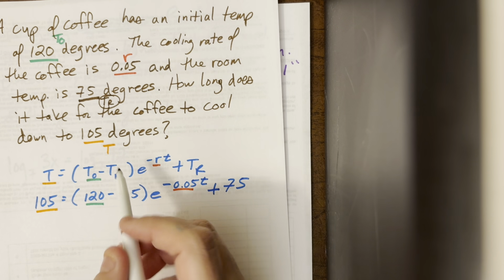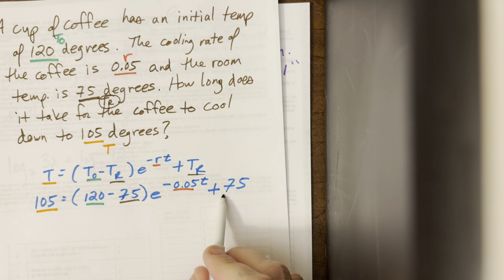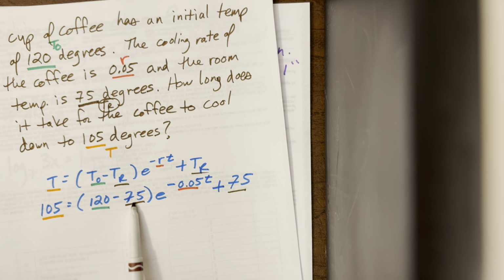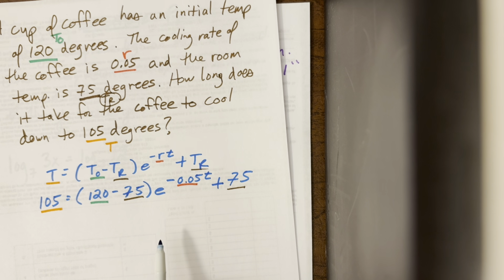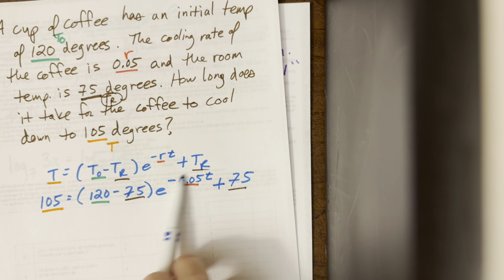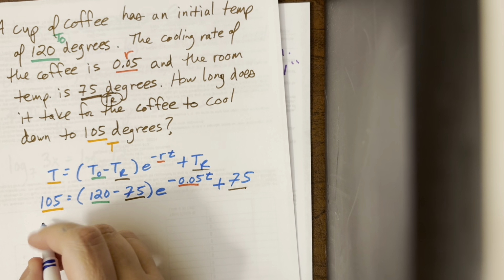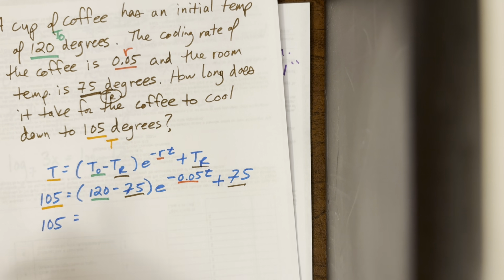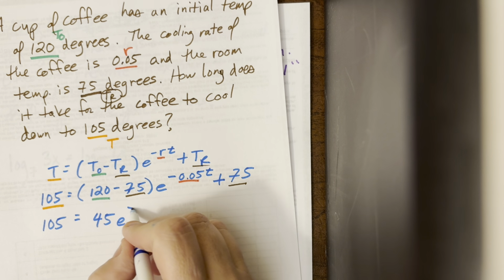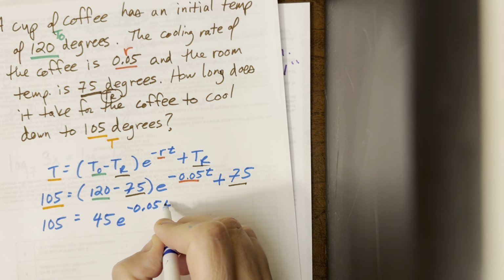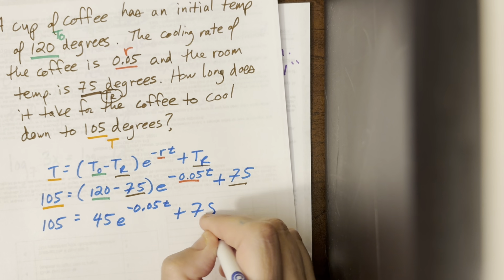It's kind of gross. All right, there we go, room temperature. Okay, so notice the room temperature appears in the equation twice. Why? I don't know, it just does. All right, so now we gotta do the mathy math. Let's see. I know I'm gonna have to get this E by itself at some point, so let's simplify here. I've got 120 minus 75, that's 45. So I have 45 times E to the negative 0.05 T plus 75.